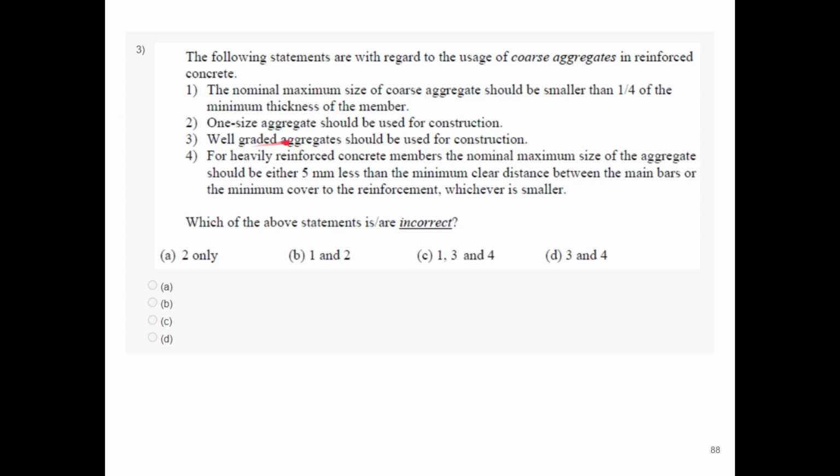Well-graded aggregate should be used for construction. This is correct, because well-graded aggregates result in proper bonding and strength. Okay. And for heavily reinforced concrete members, the nominal maximum size of the aggregate should be 5 mm less than the minimum clear distance between the main bars or the minimum cover to the reinforcement, whichever is smaller. So it should always be less. Okay, nominal maximum size of the aggregate should always be at least 5 mm less than the minimum clear distance between the main bars or the cover to the reinforcement. So 4 is also correct. Okay, so the only incorrect one is the second statement. One size aggregate should be used for construction. That is incorrect. So A, 2 only, is the correct option. So as you can see, A is the correct option.